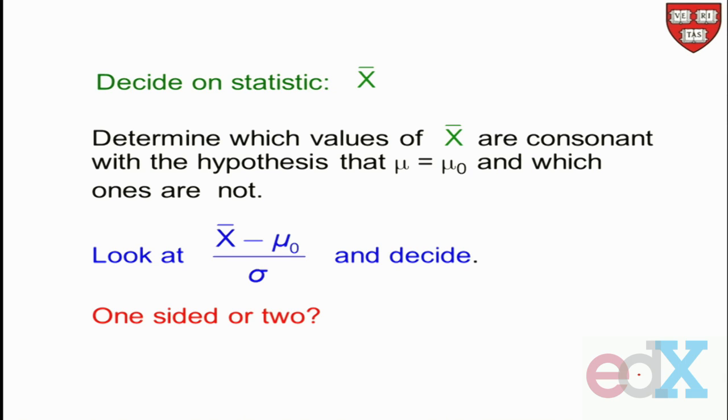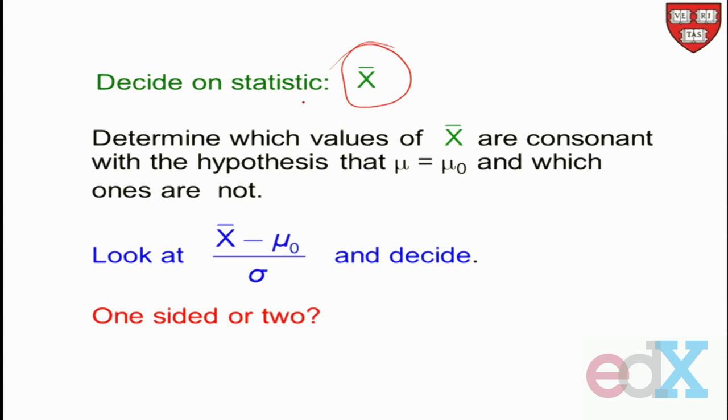So first we decide on a statistic. Since we're talking about the population mean mu, the statistic that we might decide on is the sample mean x bar, because it's directly related. Its distribution, as we saw from the central limit theorem, is directly related to the population mean mu. Then determine which values of x bar are consonant with the hypothesis of the mean that we have stipulated in our null hypothesis of the population mean. So a predictive interval would be one way of doing that.